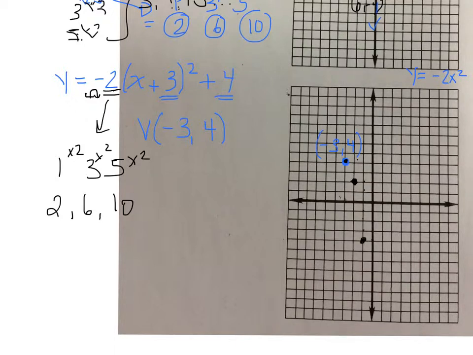Next up is the axis of symmetry. Remember, the axis of symmetry corresponds to the x-coordinate of the vertex. X equals negative 3 is the axis of symmetry. So I'm going to draw that on my graph. Through negative 3, I'm going to put a vertical line, and I'm going to label it with its equation, x equals negative 3.